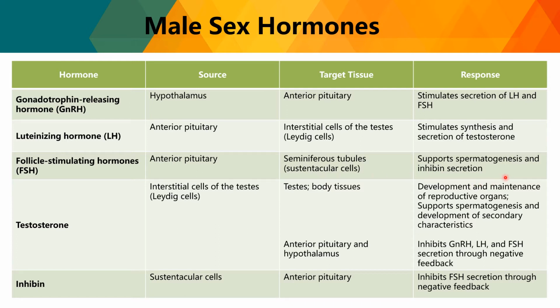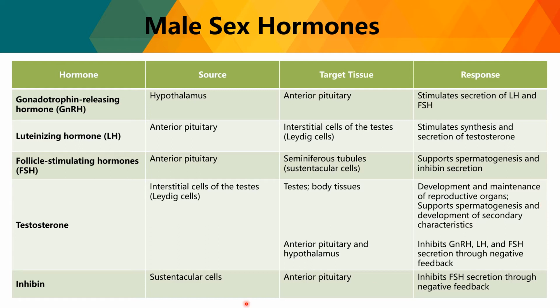spermatogenesis and inhibin secretion. For the testosterone, its source is the Leydig cells or the interstitial cells of the testes, and it targets the testes and body tissues for the development and maintenance of reproductive organs, supports spermatogenesis and development of secondary characteristics. So when you say secondary characteristics in males, this is the growth of hair in the armpits, having an Adam's apple, having a lower voice. Okay, those are what we call secondary characteristics.